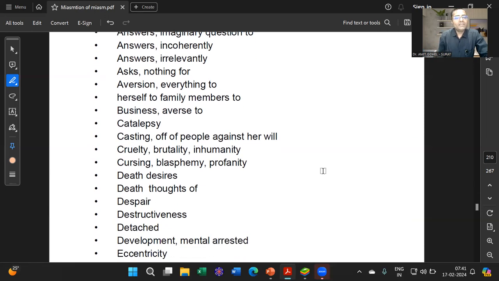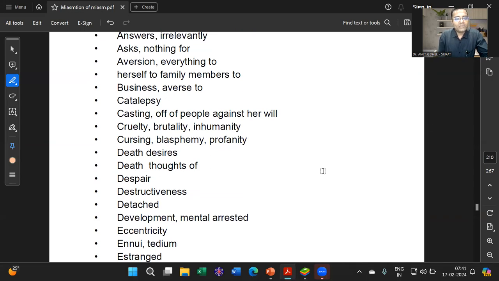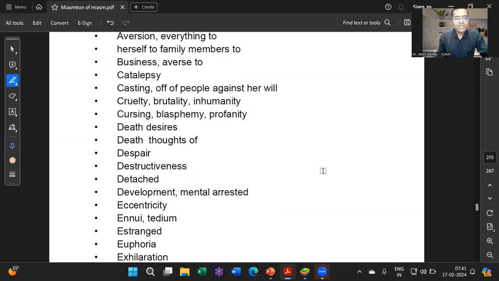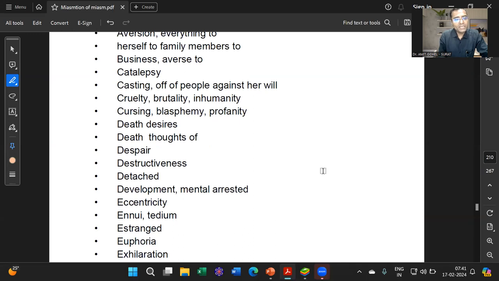Asks for nothing, aversion to everything. So again, aversion is the syphilitic rubric, desire is the psoric rubric. Aversion to herself, aversion to family members, aversion to everything, aversion to oneself is syphilitic in nature. Business aversion to. Catalepsy, casting of people against their will, cruelty, brutality, inhumanity, cursing, blasphemy, profanity, death desire, death thought of, death predicts the time of the death, despair, destructiveness, detached from the person.